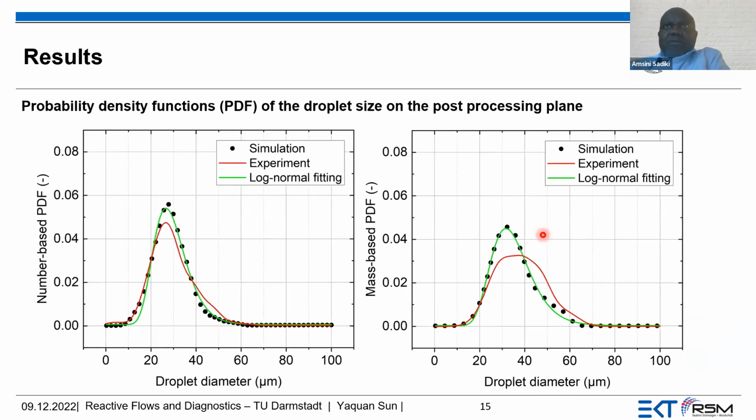From the experimental results, we deduce the droplets size distribution, and the result we also obtained from simulation was produced here, and we tried to make a fitting. So the fitting is also a normal fitting, as we have seen in the IC engine for the spray G. And this is the number based, and here we have the mass base.